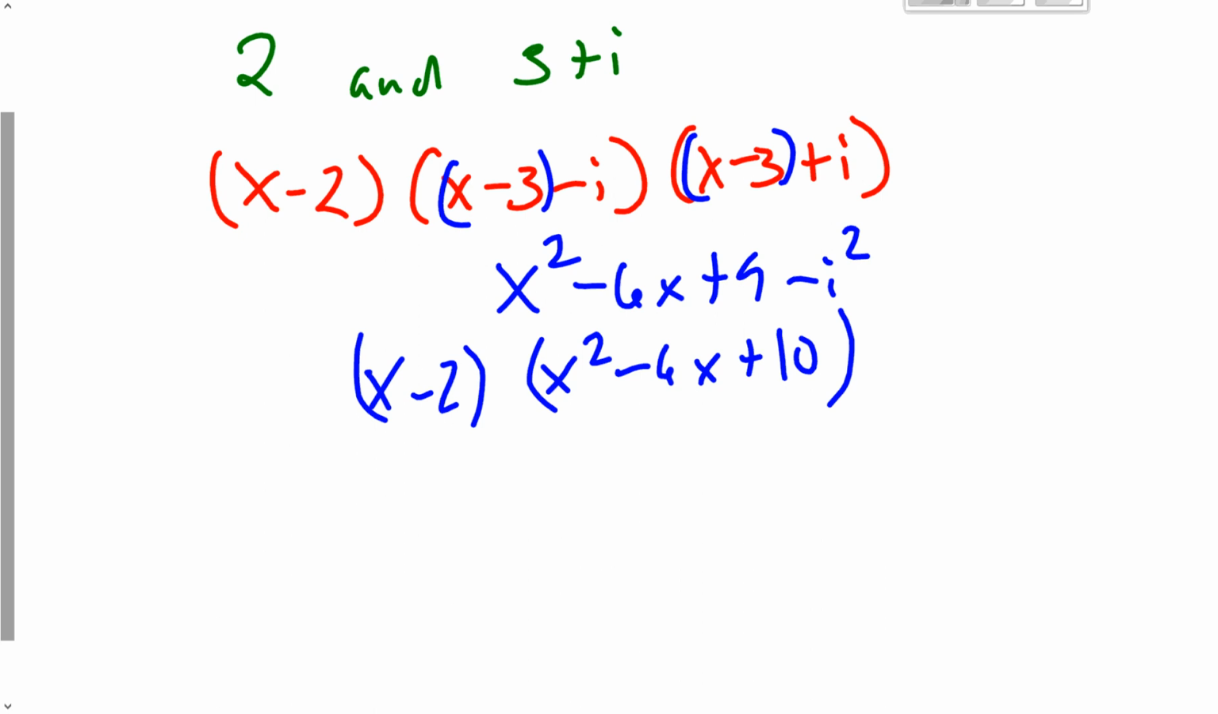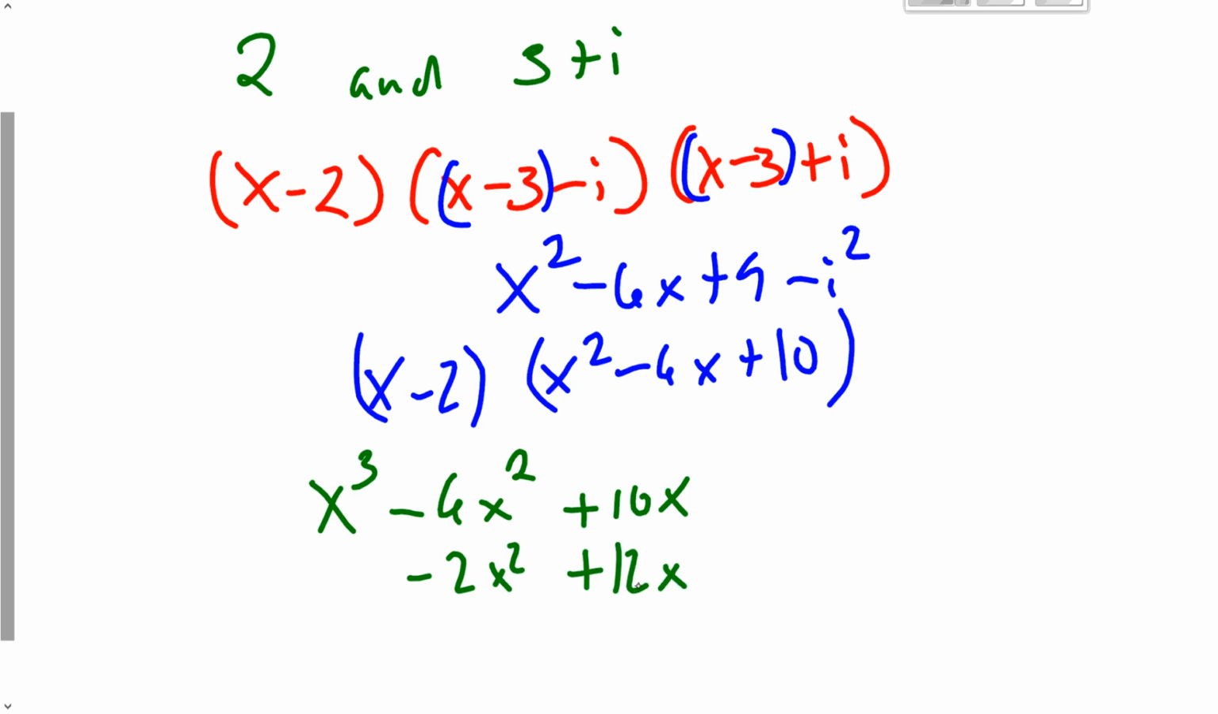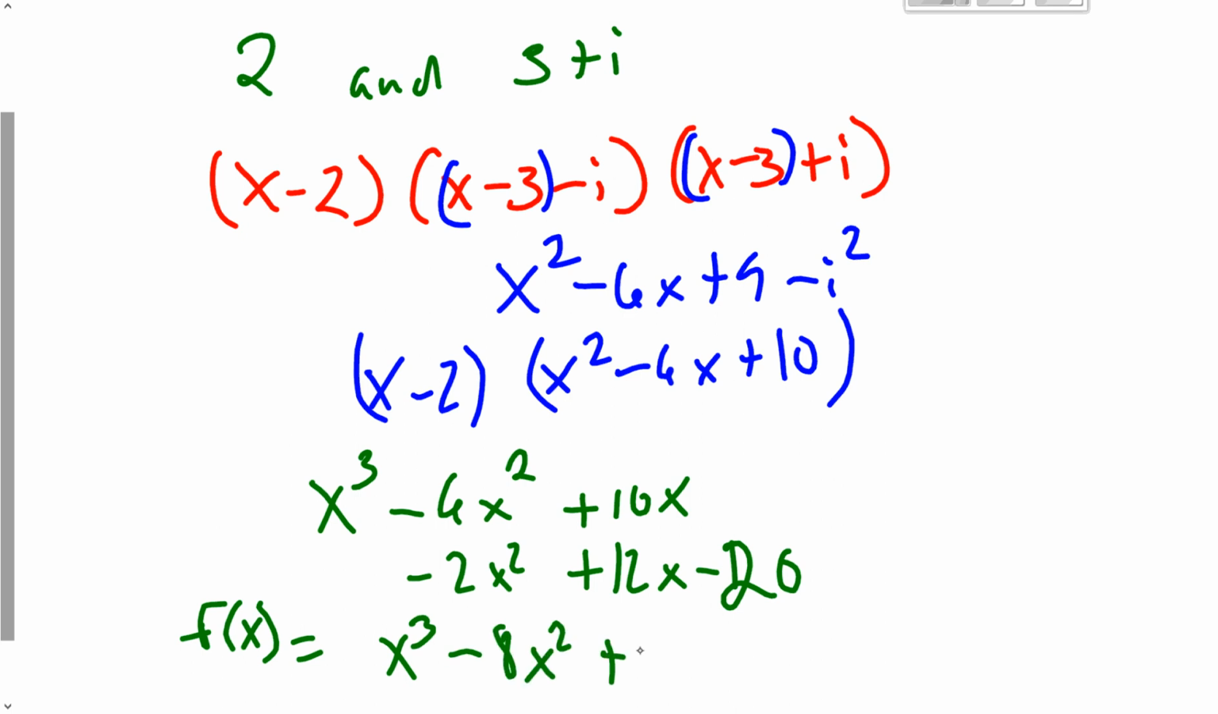And now we can FOIL that out, so we get x cubed, we get negative 6x squared, we get positive 10x, then we get negative 2x squared, we get positive 12x, and we get negative 20. So we can combine like terms and get our f of x. f of x equals x cubed minus 8x squared plus 22x minus 20. Okay, so that's it for this subject. We'll move on to the next one.